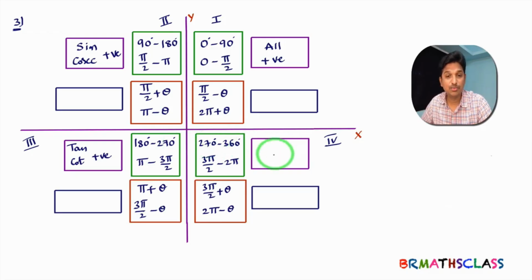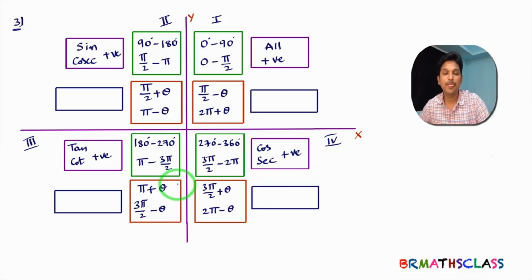Yeah, you see this box. In fourth quadrant, what trigonometric functions are positive? Cos and secant. These things are positive in fourth quadrant. Cos theta, secant theta are positive in fourth quadrant. Okay? Look here. You need to be thorough with these things.